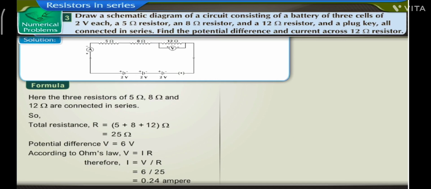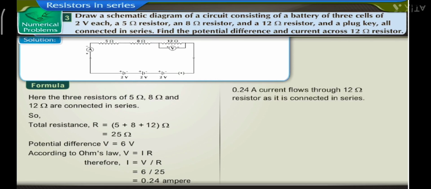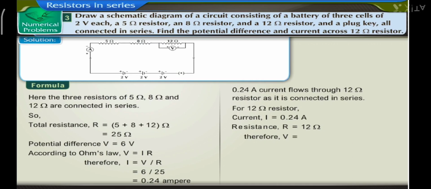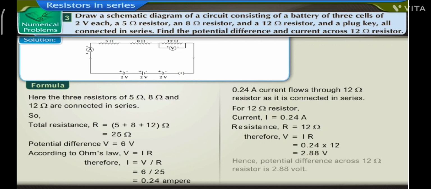We have calculated that a current of 0.24 ampere flows in the circuit. The same current of 0.24 ampere also flows through the 12 ohms resistor, which is connected in series. Now, for 12 ohms resistor, current I is equal to 0.24 amperes. Resistance R is equal to 12 ohms. Therefore, V is equal to I into R is equal to 0.24 into 12 is equal to 2.88 volts. Hence, potential difference across 12 ohms resistor is 2.88 volt. So the reading of voltmeter will be 2.88 volts.